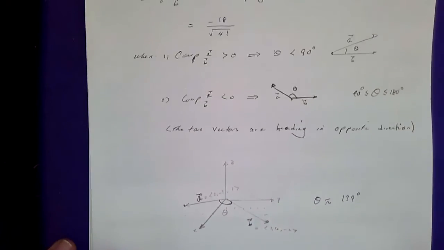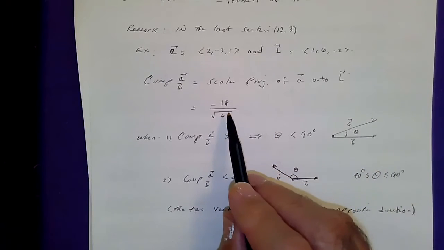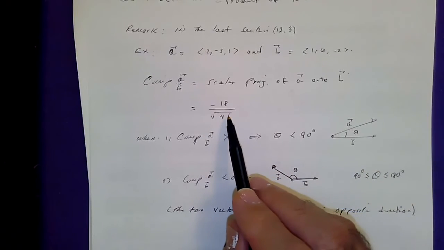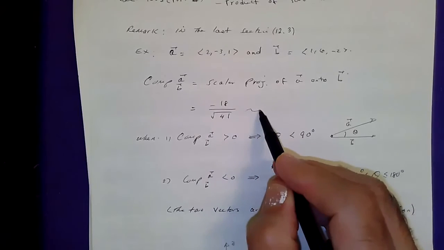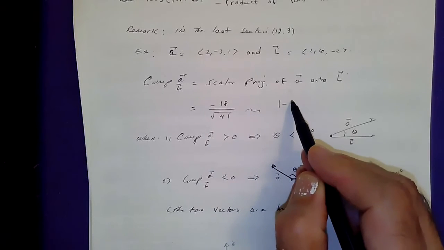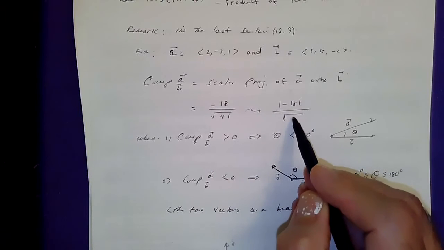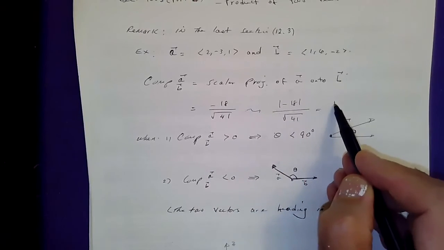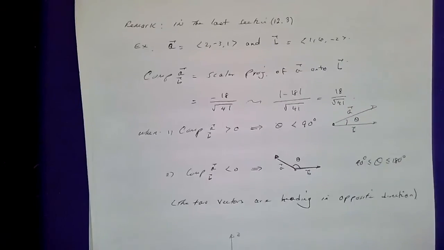So to make sense out of this, because we are claiming this is the length of the shadow, don't forget to put absolute value bars around -18. So the final answer would be 18 over square root of 41. Thank you.